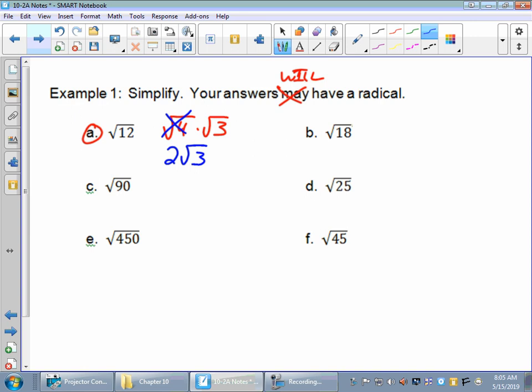Okay, let's go down to C here. Remember there's more than one way to multiply to get certain numbers, but we want to choose one with the perfect square.